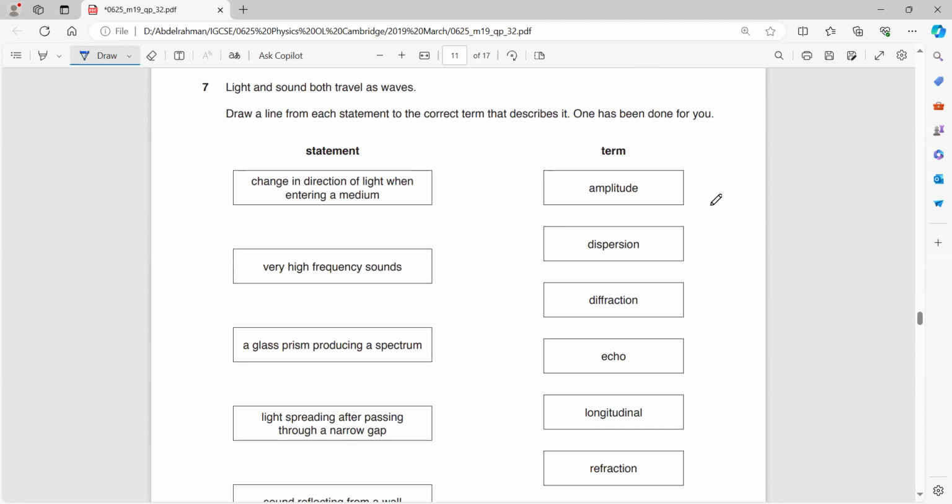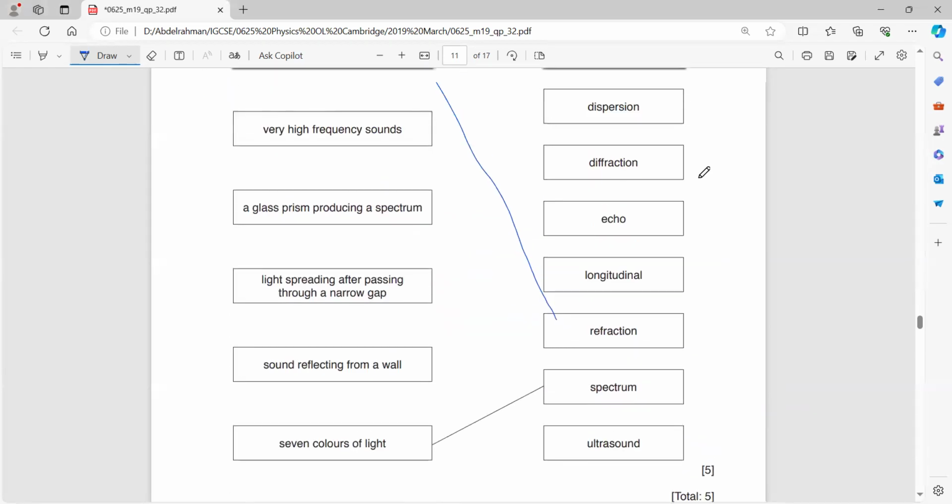Draw a line from each statement to the correct term that describes it. Change in the direction of the light when entering a medium: refraction. Very high frequency sounds: ultrasound.